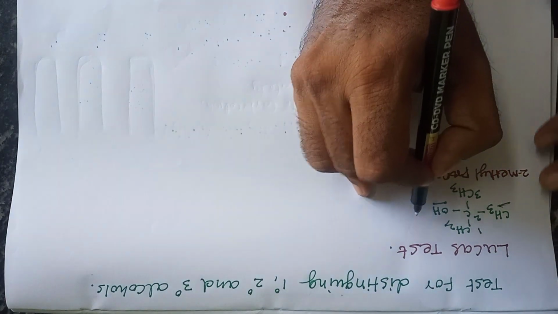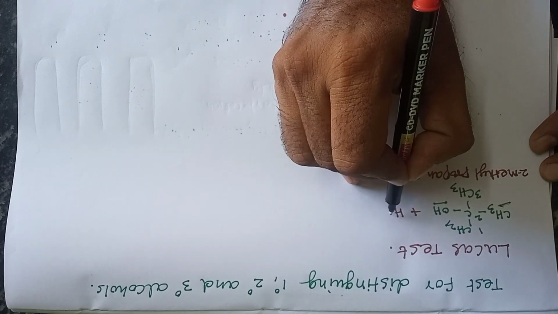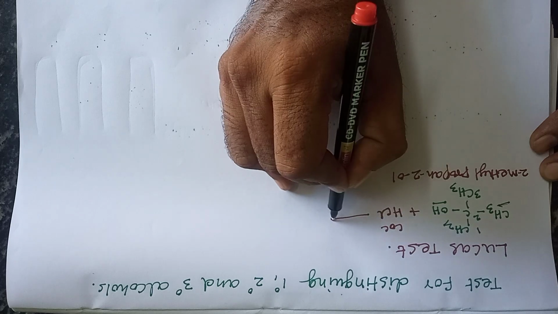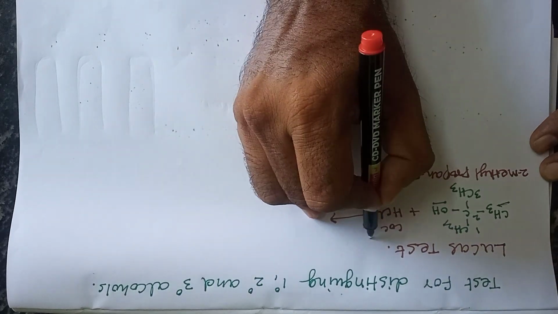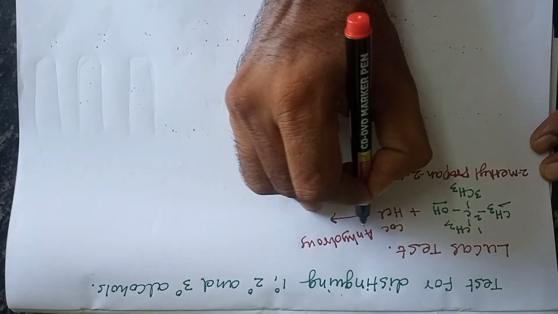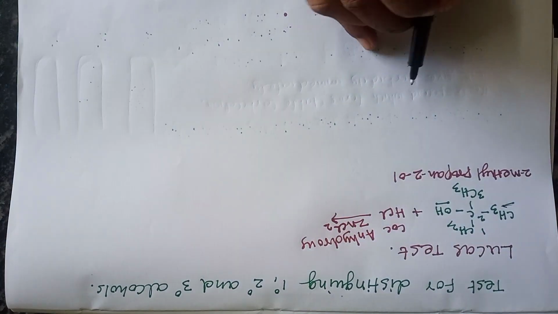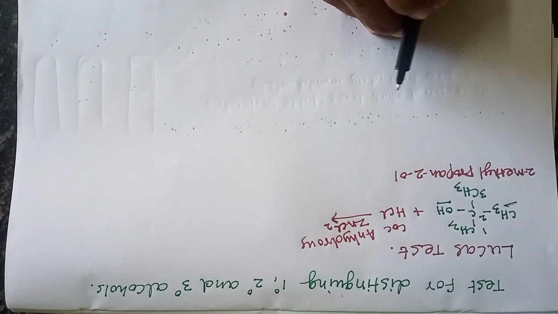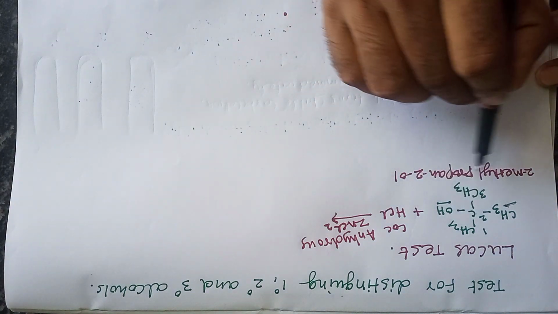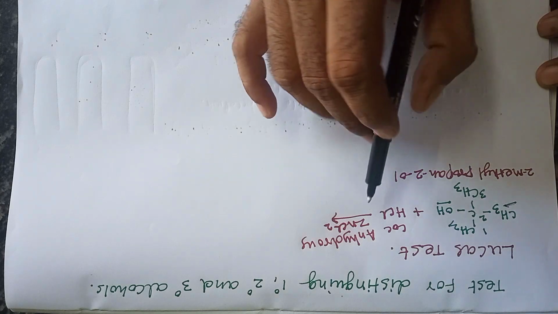Tertiary butyl alcohol reacts with the Lucas reagent. What is the Lucas reagent? It is a mixture of concentrated hydrochloric acid and anhydrous zinc chloride. What does anhydrous mean? Without a water molecule. This tertiary butyl alcohol, or 2-methylpropan-2-ol, reacts with the Lucas reagent.